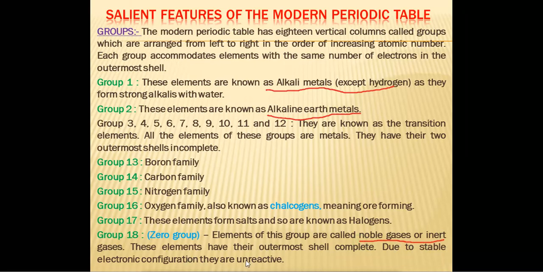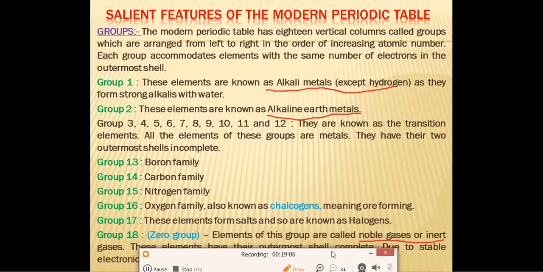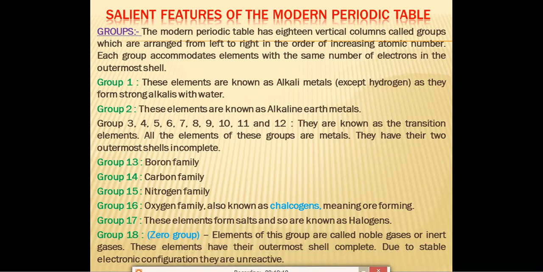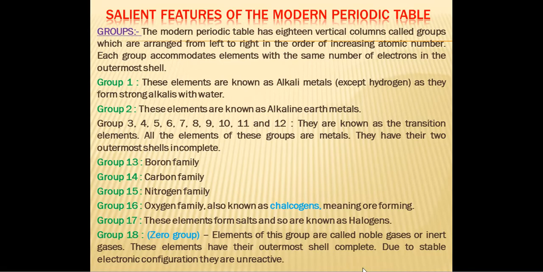Their outermost shell is complete, meaning either they will have 2 electrons in the outermost shell, or most of the elements will have 8 electrons in the outermost shell. So they are forming an octet. Their outermost shell is complete, so they don't want to react with any other element. Neither do they want to give electrons, nor accept electrons. So they are unreactive, or stable. Since they have a complete electronic configuration, their valency is 0.